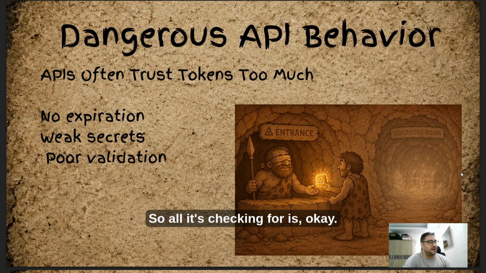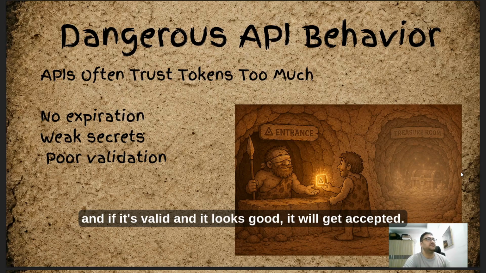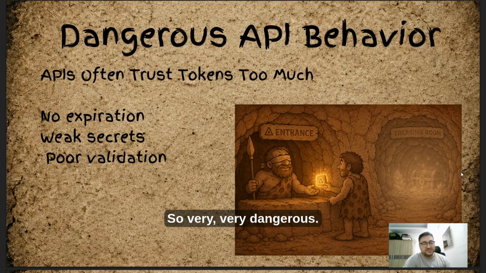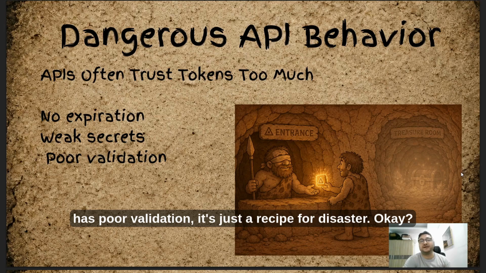All it's checking for is if it has some sort of bearer token, authorization token, and if it's valid and it looks good, it'll get accepted. So very, very dangerous. You have to be very mindful about how we deal with these, right? So again, think about this. If the token has no expiration, has weak secrets, has poor validation, it's just a recipe for disaster, okay?